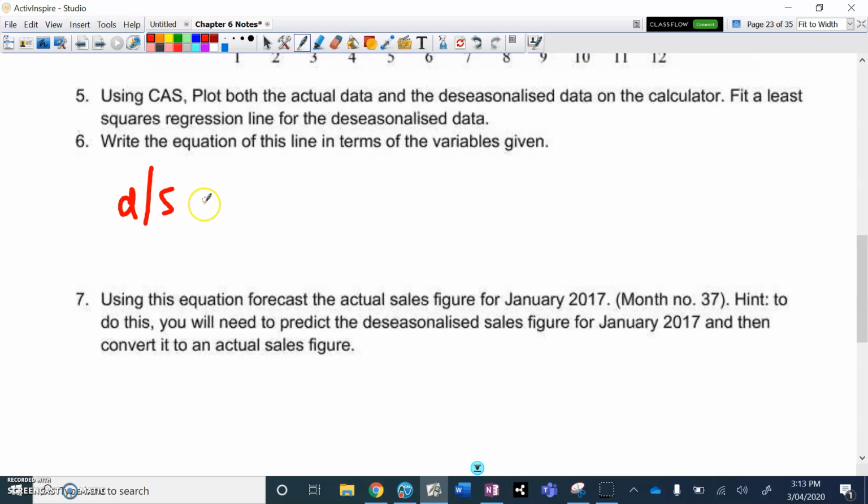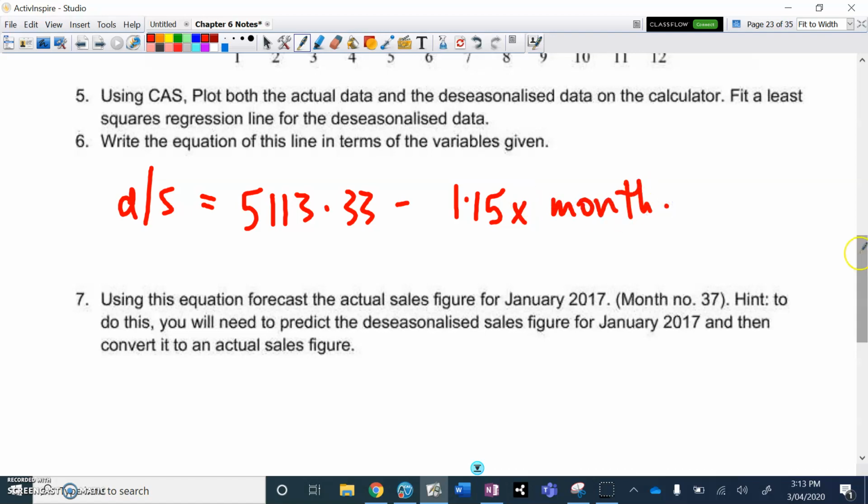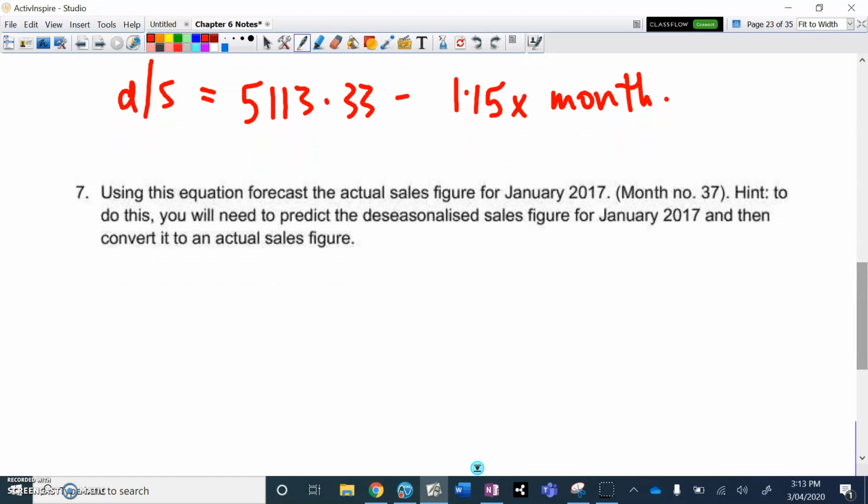So remembering that your Y variable is your deseasonalised ice cream sales is equal to 5113.33 minus 1.15 times the month. So as long as you've got your equation in the correct variables, you can then use your equation to forecast actual sales figures for months in the future. So the questions that would be similar to what you would be asked in this kind of question would be to predict sales figures for, say, January in 2017.